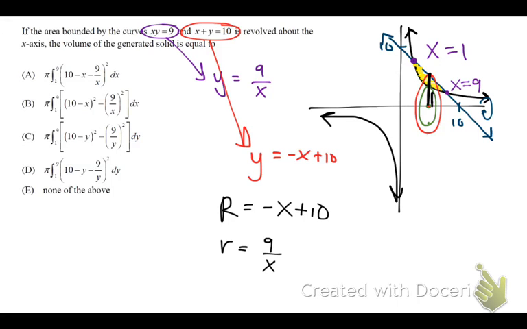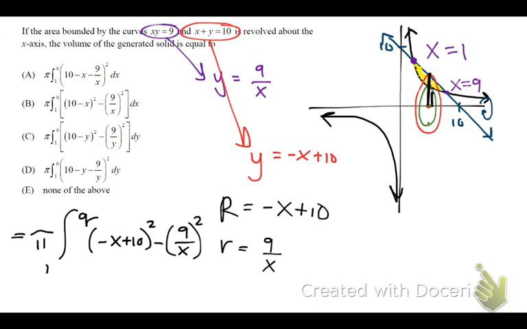So let's keep going. Remember that these create these cylindrical shapes, and to find the area of each of these circles, it's pi r squared. So remember that for the integral, we have pi times the integral from 1 to 9 of the outside radius squared, so that's negative x plus 10 quantity squared, minus the inside radius squared, so that's 9 over x quantity squared, and that's dx. Sorry, it kind of ran into the other part a little bit.